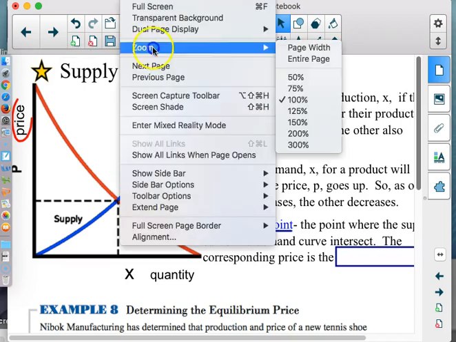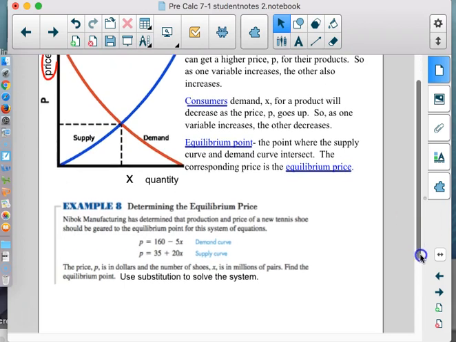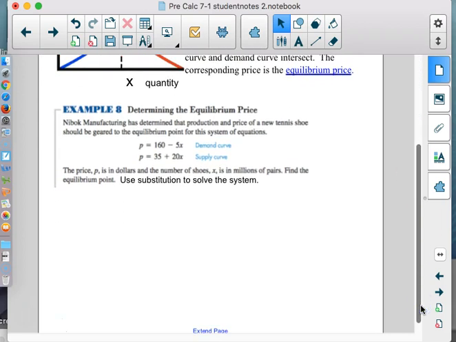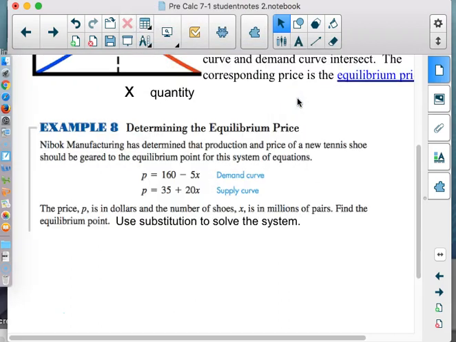And this is not showing the whole piece here. That corresponding price is also called the equilibrium price. When you are the supplier, that's the price that you shoot for because you know that demand and supply are going to be equal at that spot. So down below it says determining that equilibrium price, which I'm going to make a little bigger now so this shows up a little nicer.